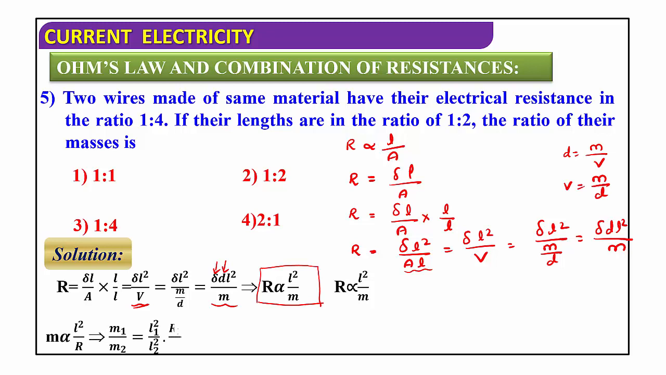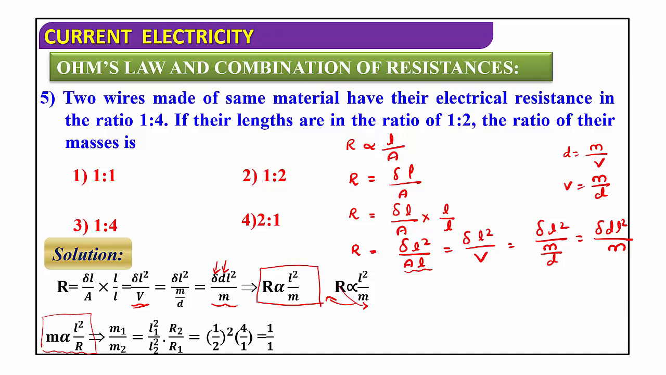Now you can observe R is directly proportional to L squared divided by M. Or this equation can also be written as, how they wrote this equation? M is taken to the LHS and R is taken to the RHS. So the equation becomes M is directly proportional to L squared divided by R. So we want the ratio. So this equation can also be written as M1 divided by M2 equal to L1 squared divided by L2 squared into R2 divided by R1. Is it clear? Now substitute their values.